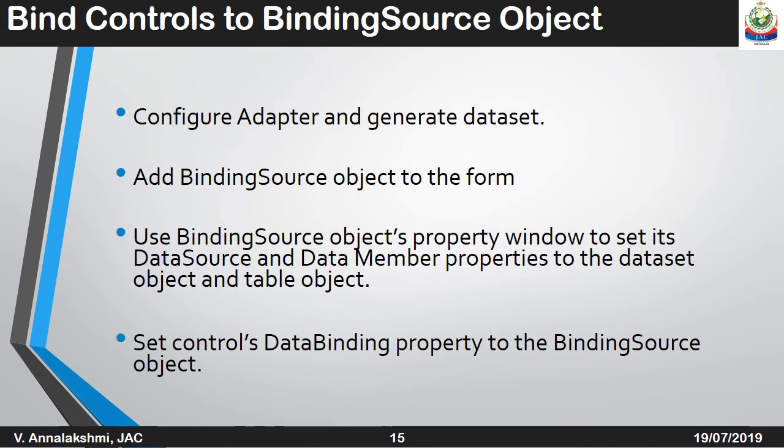Bind controls to the BindingSource object. Configure the adapter and generate the dataset. Add the BindingSource object to the form. Use the BindingSource object's property window to set its data source and data member properties to the dataset object and table object. Set the controls' data binding property to the BindingSource object.